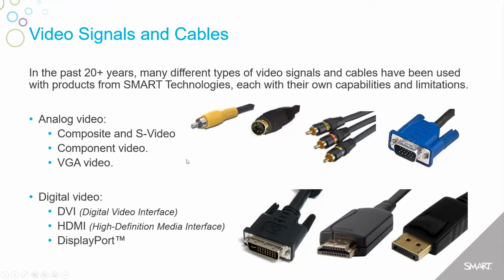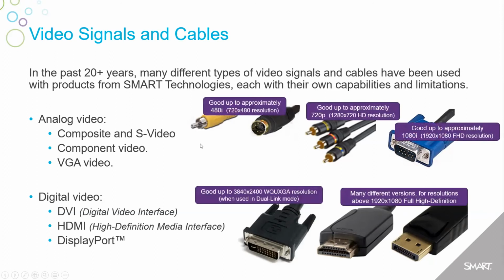It's important to note that all of these carry video signals, but HDMI and DVI also carry audio and other signals. The previous analog cables did not carry audio, so you needed separate wiring for audio. We're not going to go into the audio wiring in this presentation. Of note, the maximum resolution that the cables are good for has increased over time.